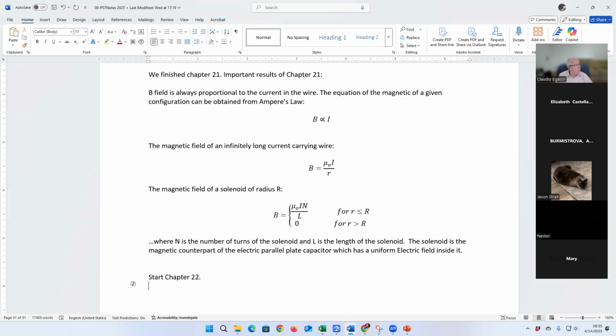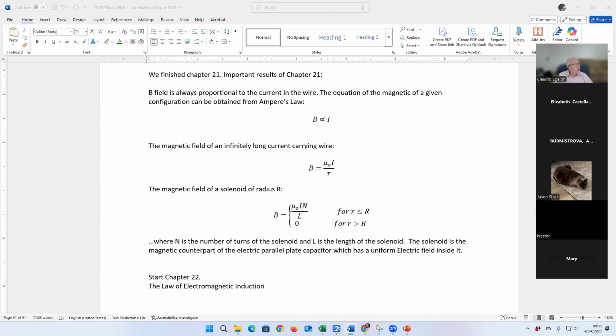And the law of electromagnetic induction. It's a very interesting result that we have out there. Let's review the laws that we have seen so far.